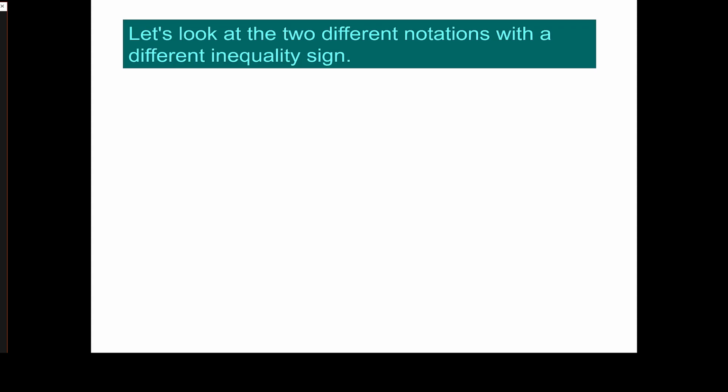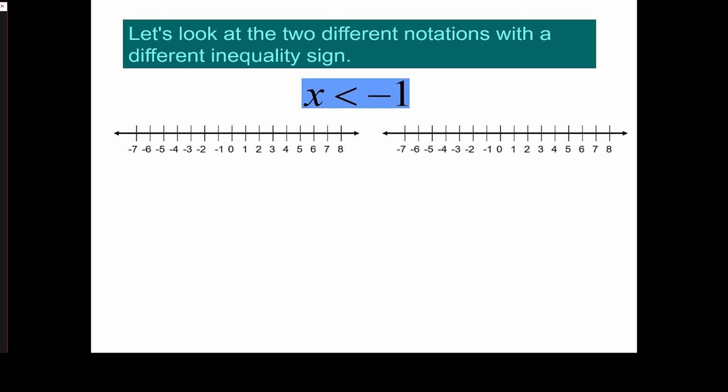Let's look at the two different notations with a different inequality sign. In this case here, -1 is the largest thing on the interval. Using circle notation, we do not include -1 as part of the solution set. Using bracket notation, it approaches -1, but -1 is not included as part of the solution set.